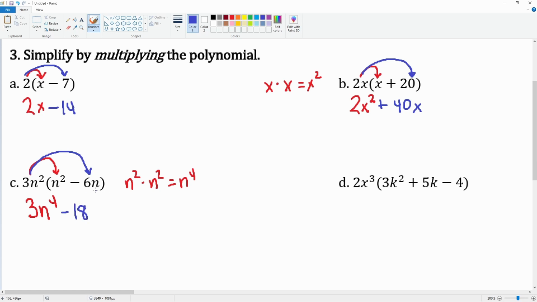The n squared times n. So n squared times n, that's n to the 3rd. So that's n to the 3rd.